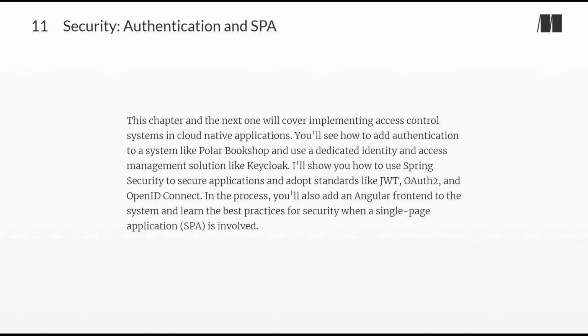This chapter and the next one will cover implementing access control systems in cloud-native applications. You'll see how to add authentication to a system like Polar Bookshop and use a dedicated identity and access management solution like Keycloak. I'll show you how to use Spring Security to secure applications and adopt standards like JWT, OAuth 2, and OpenID Connect. In the process, you'll also add an Angular front end to the system and learn the best practices for security when a single-page application, SPA, is involved.